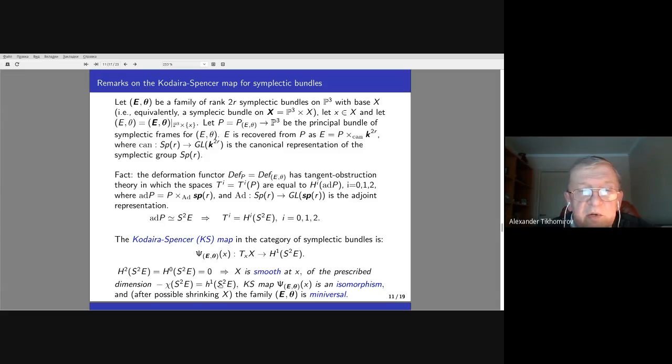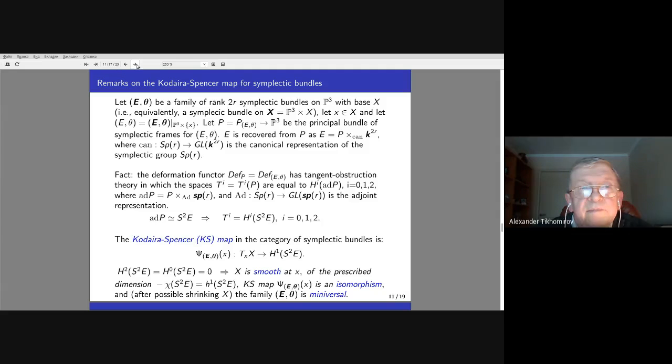Of course, it should be kept in mind that the last cohomology H3 of the symmetric square of E is also 0, since H0 of the symmetric square is 0, at least on P3. And then you know that once there is no obstruction, the Kodaira-Spencer map will be an isomorphism. And after possibly shrinking X, the family E, our family E bold theta, is miniversal.